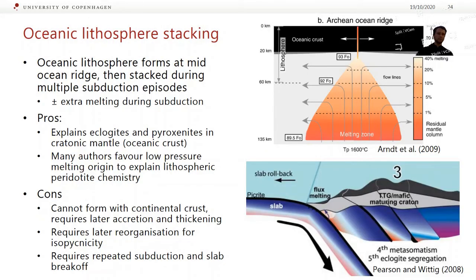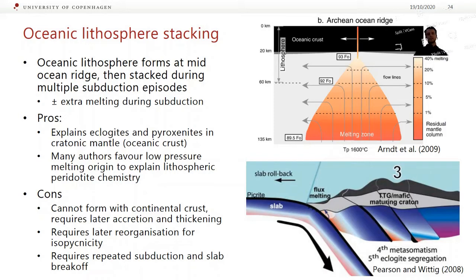Okay. In terms of low pressure models, the first one I'll talk about is oceanic lithosphere stacking. I call it stacking here because you do need some way of thickening oceanic lithosphere to make it similar to what we actually see under continents. So the idea here is that oceanic lithosphere forms at a mid-ocean ridge, and then it's stacked in multiple subduction episodes, possibly with a little bit of extra melting as it gets pushed into this stacked configuration.